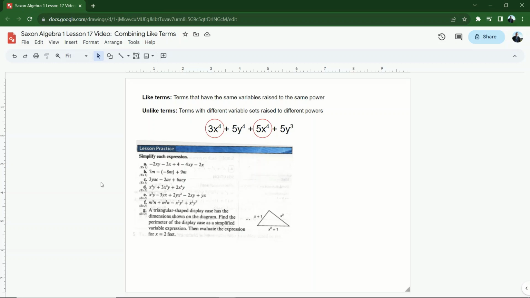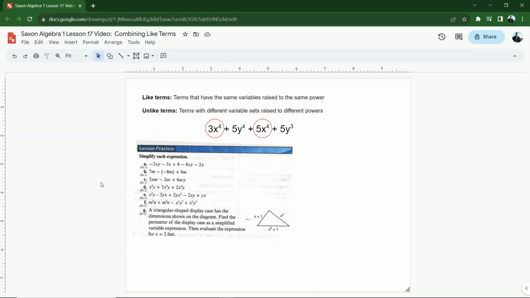Like terms are terms that have the exact same set of variables, okay? The letters of the variables have to be the same, and all of the variables have to be raised to the same power. I call that a variable set. So I include both the letters and the powers of the variables in a variable set.